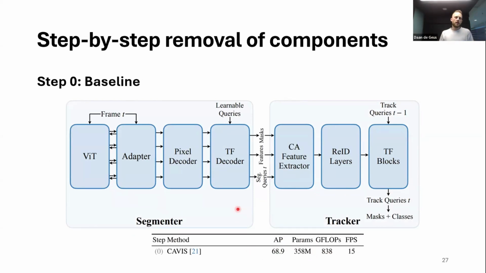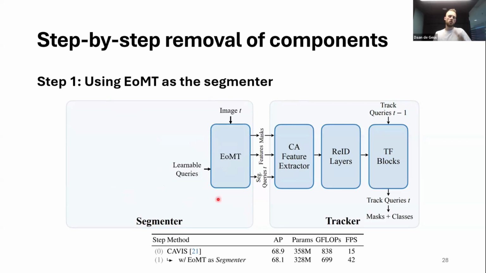And of course, the first thing that is fair to do, which isn't really our contribution for this new paper, is to take this complex segmenter and replace it with EoMT, because this is just plug and play. And we find that, again, if we just plug this into the framework, we get a significant speedup. The speed changes from 15 frames per second to 42 frames per second, so almost a 3x speedup, while the accuracy stays roughly the same. So once again, we can just plug in EoMT and it works quite well.